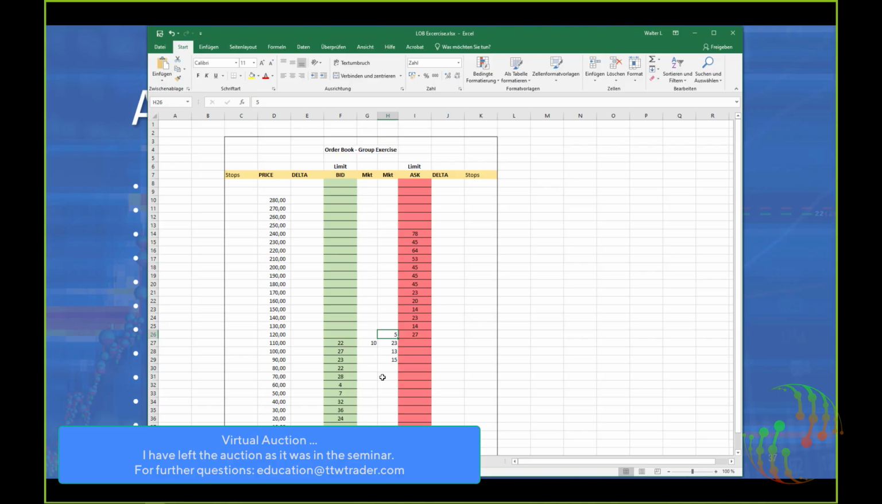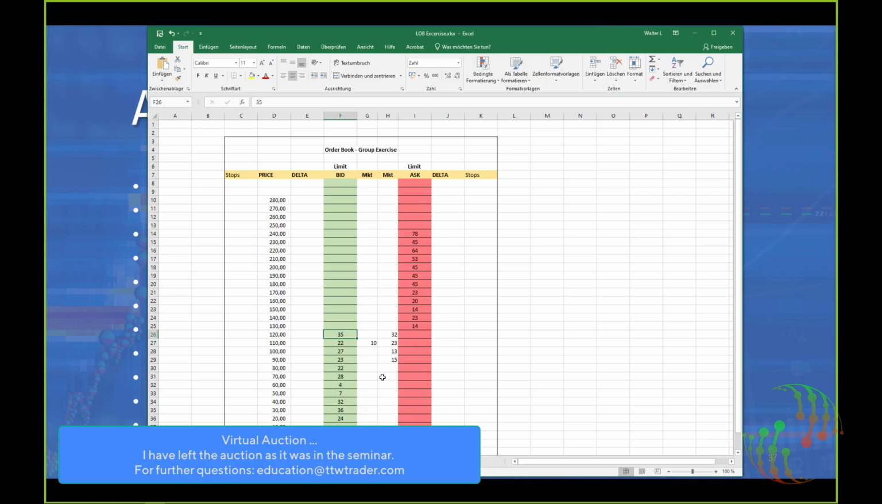That means you get 32 even, and the price we are trading now is 130 and 120. Who is willing to buy 14 at 130? 14 at 130. Who is willing to sell into the 120? There are 35 buyers waiting at 120. Who is willing to sell into the 120 bid?